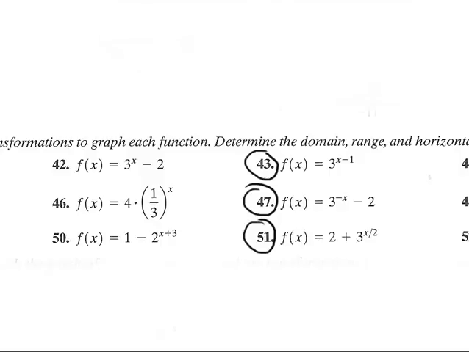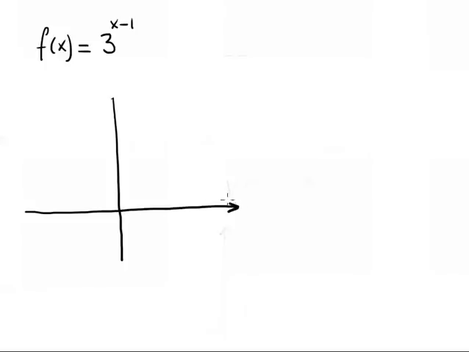Okay, now number 43, the function is f of x equals 3^x minus 1. Let's do the graph. I start from the basic exponential graph with the base 3, which is increasing. The typical point is the point (0,1), and (1,3).